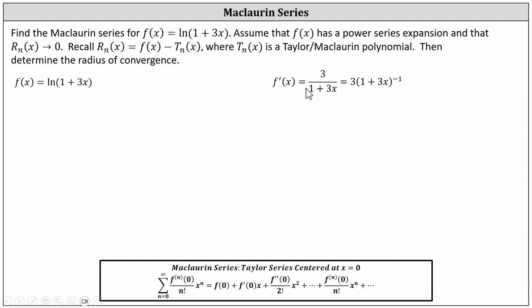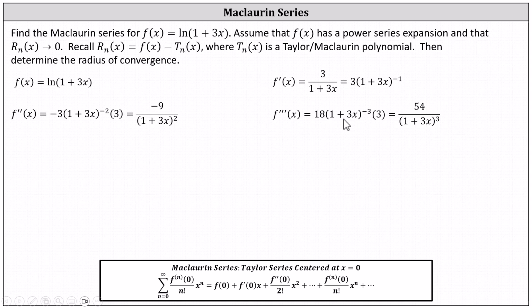F prime of x equals 3 divided by the quantity 1 plus 3x, which to find the second derivative, we need to write as 3 times the quantity 1 plus 3x to the power of negative 1. The second derivative is equal to negative 3 times the quantity 1 plus 3x to the power of negative 2 times 3, which simplifies to negative 9 divided by the square of 1 plus 3x, which to find the derivative we should think of as negative 9 times the quantity 1 plus 3x to the power of negative 2. The third derivative is equal to positive 18 times the quantity 1 plus 3x to the power of negative 3 times 3, which simplifies to 54 divided by the cube of 1 plus 3x.